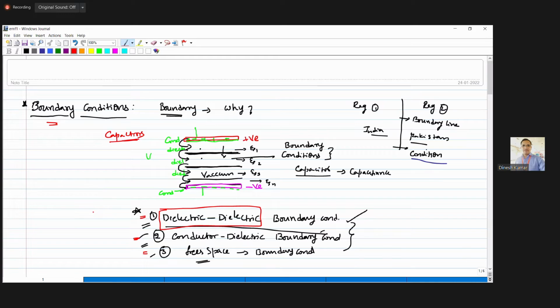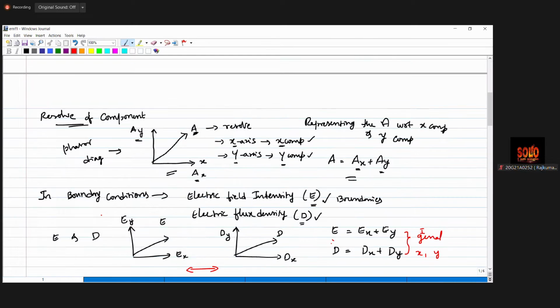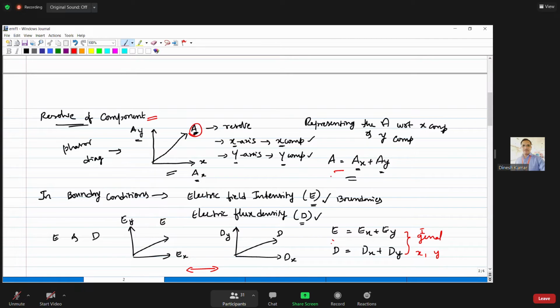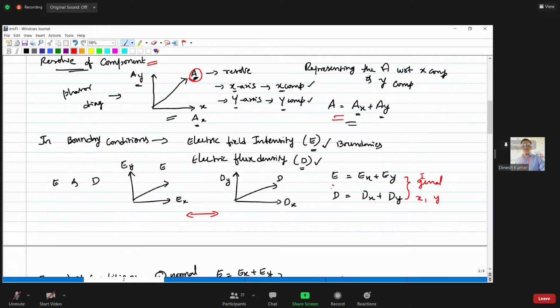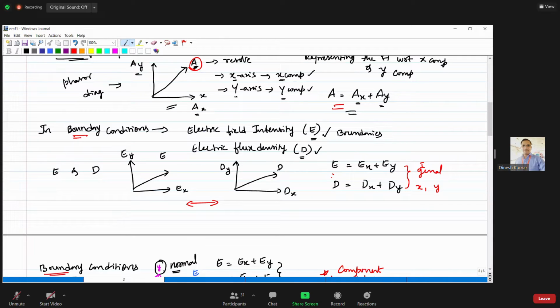So for that, we have seen how to resolve the components of a vector with respect to the x-axis and y-axis. Here we have written it by two components, where x is the parallel component and y is the normal component. Here we have to apply this for a boundary. The component which is parallel to the boundary, we are going to call the tangential component, which is nothing but our x, and the component which is normal to the boundary is called the normal component, which is nothing but ey.